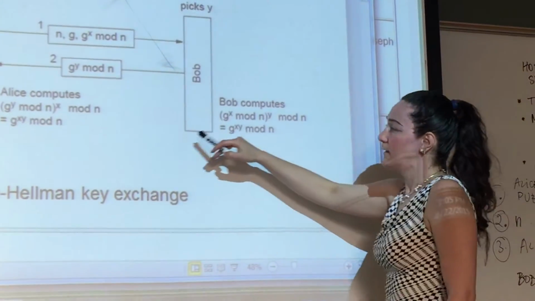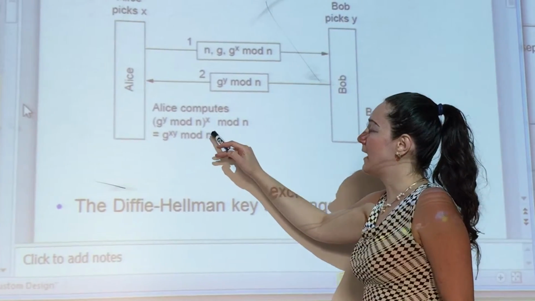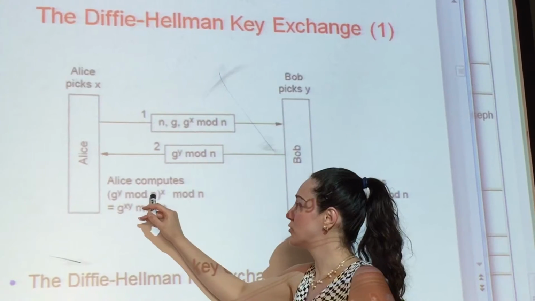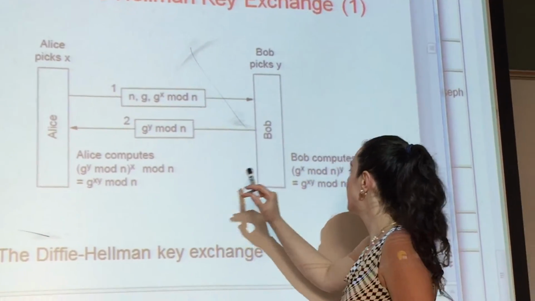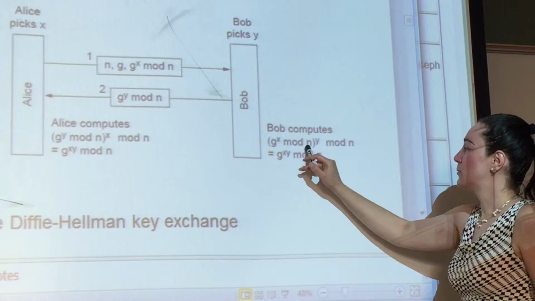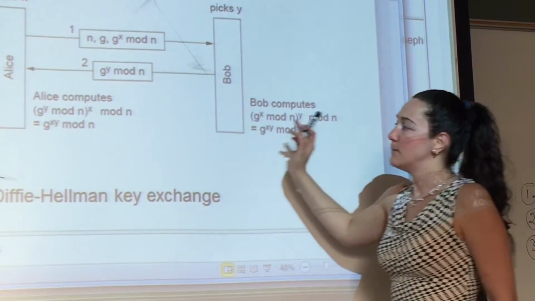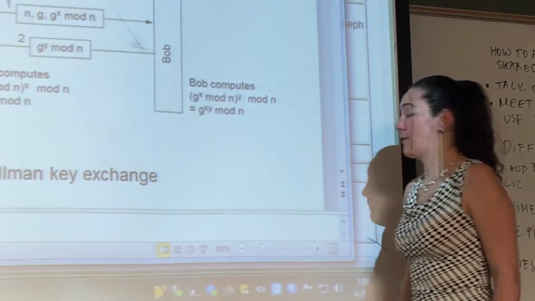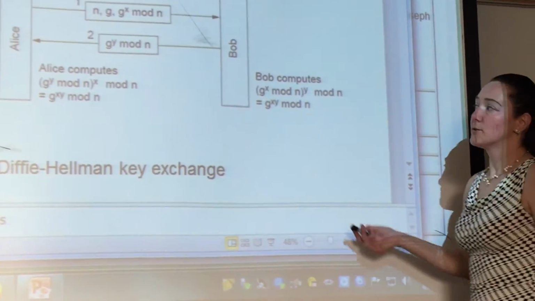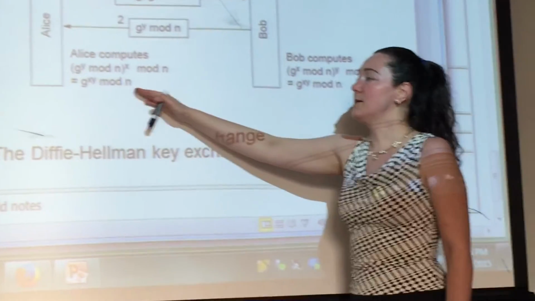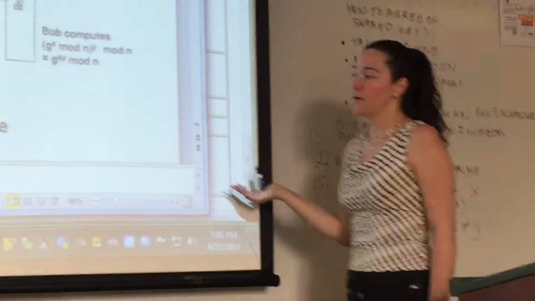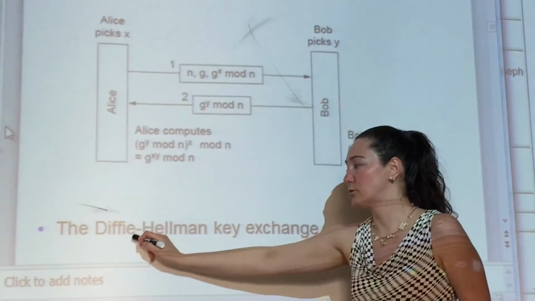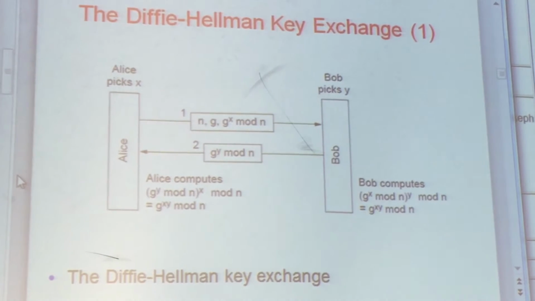modulus n. When they compute that, they do it by using this formula: (g to the power of y modulus n) to the power of x, and (g to the power of x modulus n) to the power of y. Both of them give the same result. G to the power of x times y, or g to the power of y times x, is the same thing. So when they do this computation, they end up with the same result. And this was the nifty, elegant formula that those two scientists discovered.